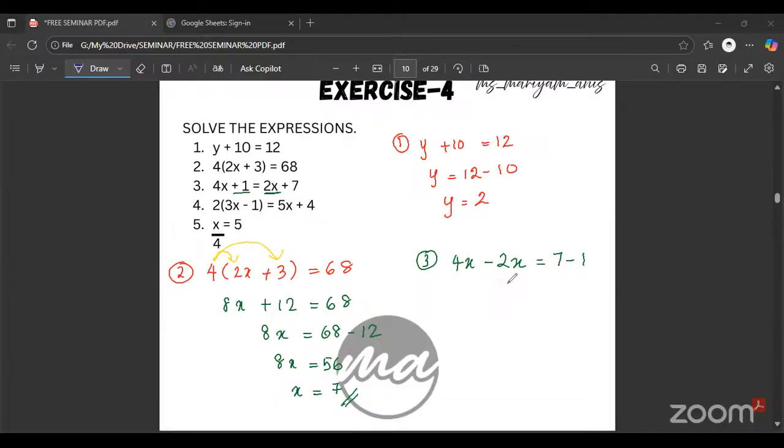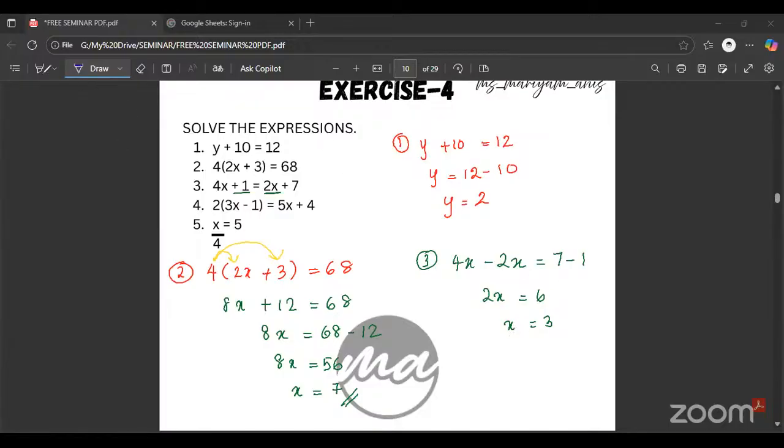What's 4x minus 2x? 2x. What's 7 minus 1? Six. Now what will my x be equals to here? 6 divided by 2 is 3. Yes, 3. Do you all get that? Yes, miss.